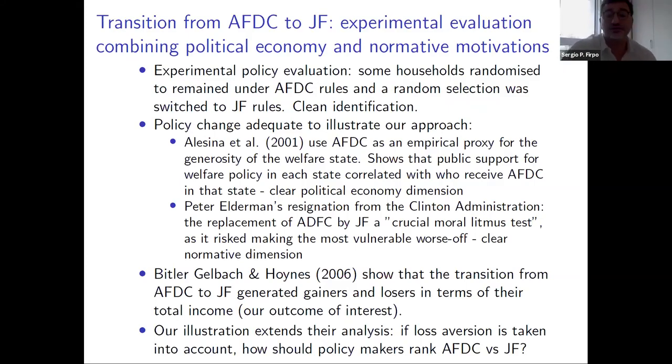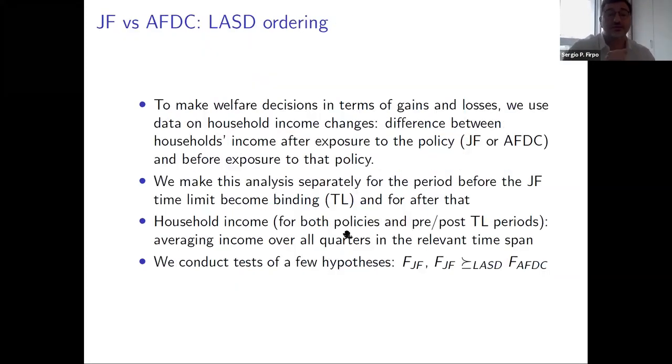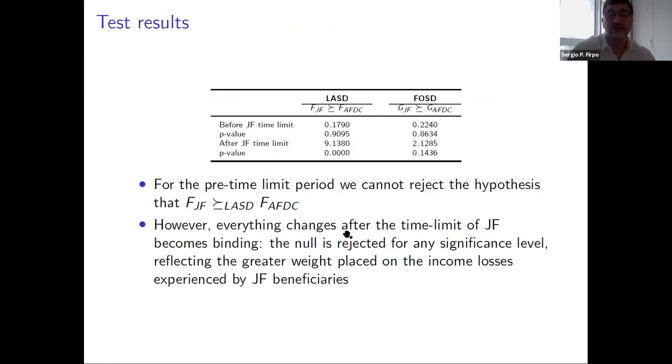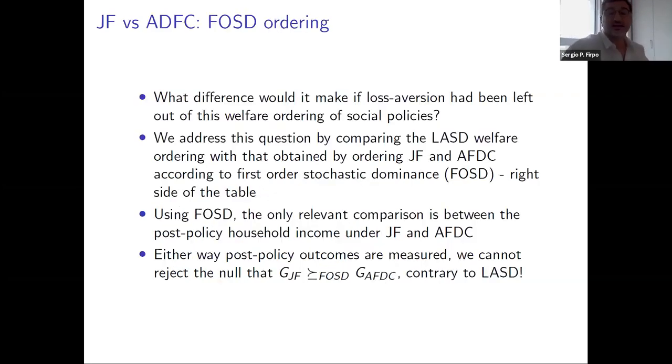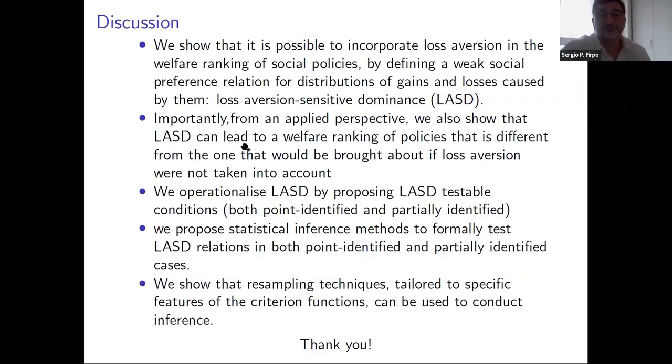And you show that we can test using those two criteria, LASD and FOSD, and you get different results, as can be seen here. We would reject the null that this JF dominates AFDC here using LASD, but you would not be able to reject using FOSD. So this is the paper. What we did was to incorporate loss aversion to rank social policies.